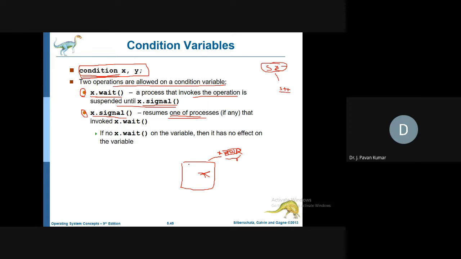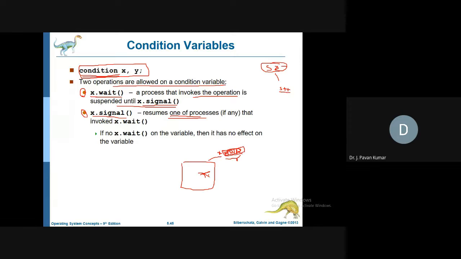Wait operation in a semaphore will check whether the semaphore value is greater than 0 or not. If it is greater than 0, then it will not wait, it will continue to enter into the critical section. Whereas in a monitor, it will not check any value; while performing x dot wait, it will be kept waiting in the queue, suspended. That's the wait operation.